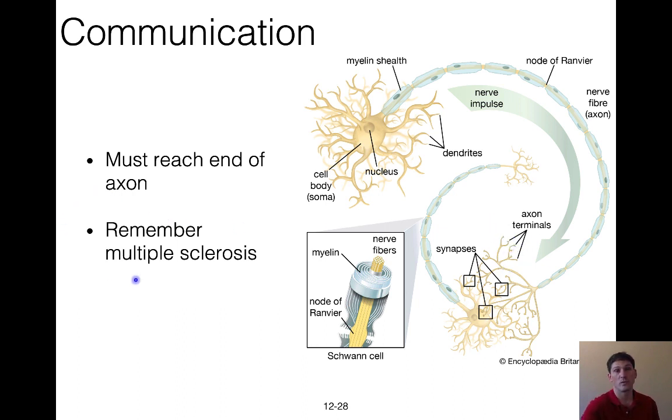And if you remember when we talked about multiple sclerosis, if we have the degradation of those myelin sheaths and a replacement in scar tissue, that signal may not get there, or it may jump to another neuron.